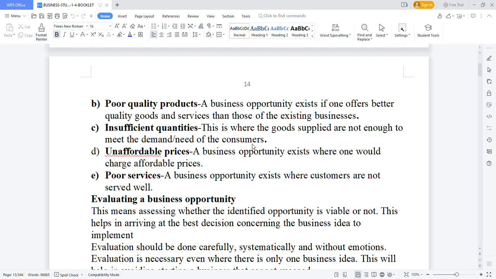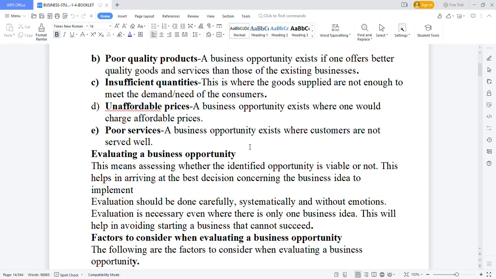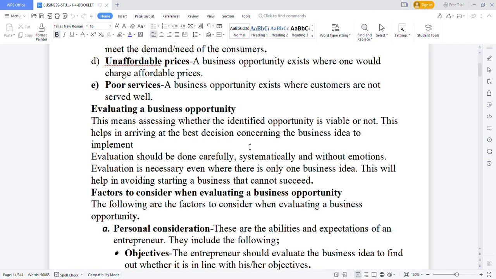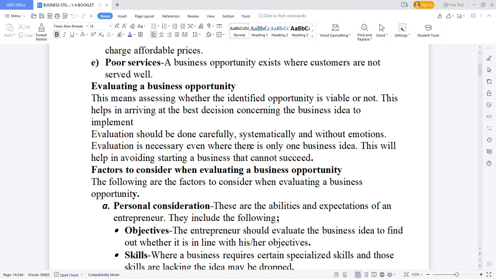Then you have poor services. A business opportunity exists where customers are not well served. So those are some of the business gaps, business opportunities that may exist.